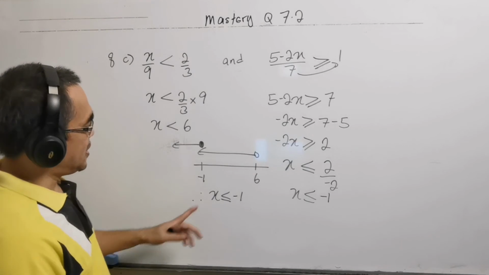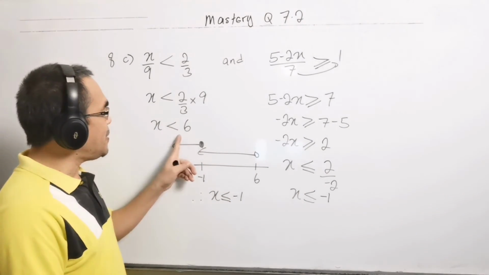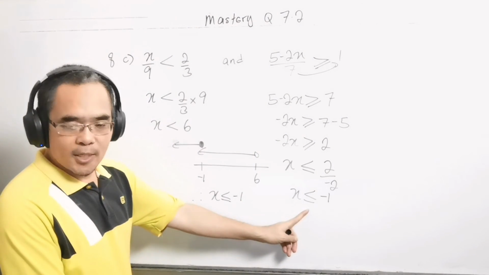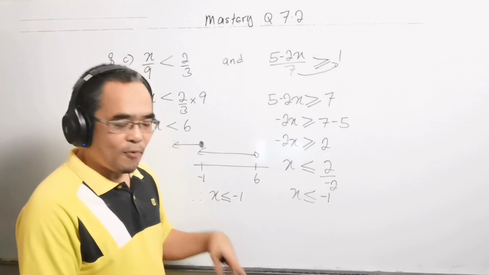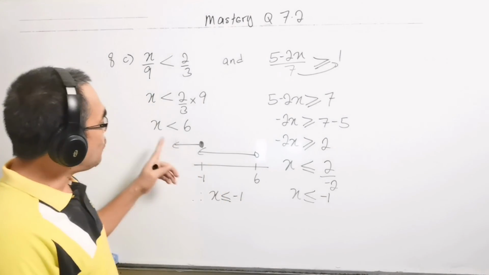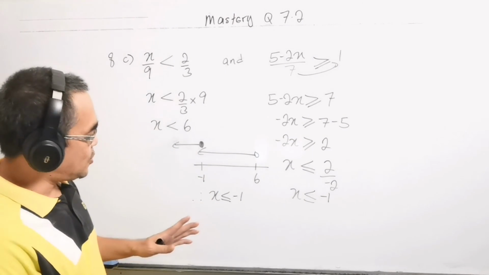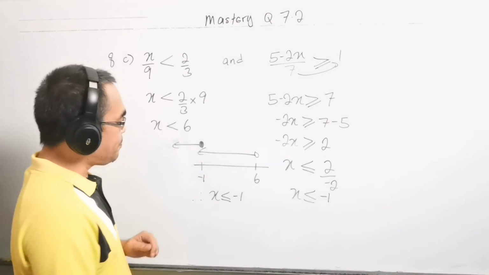Okay, because let's say a number that fulfills the requirement of this one, for example 5, does not fulfill this requirement. But if a number that is less than -1, for example -2, it also fulfills the requirement of x has to be less than 6. Okay, so we do not need too many. We just take one of them.